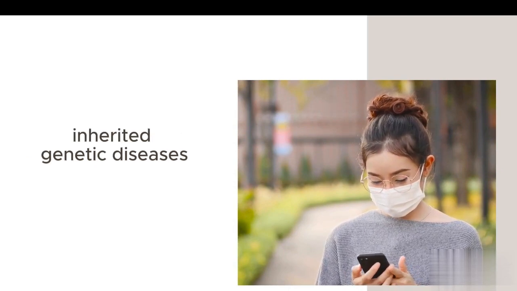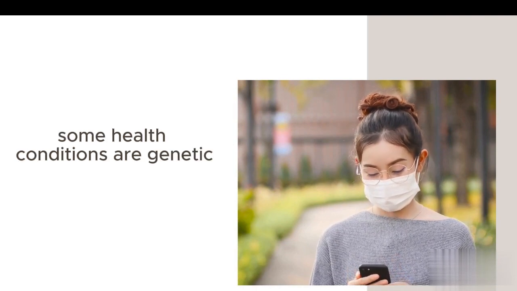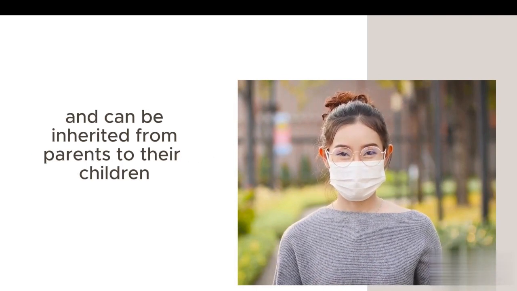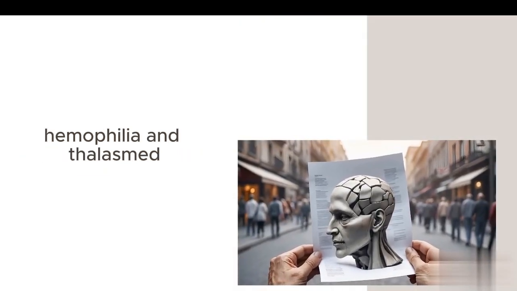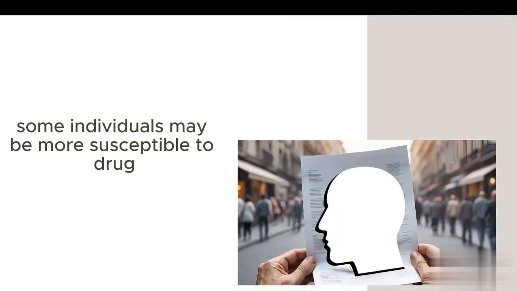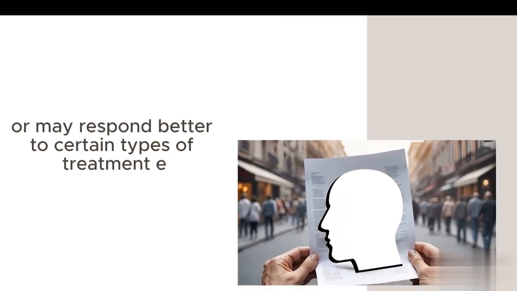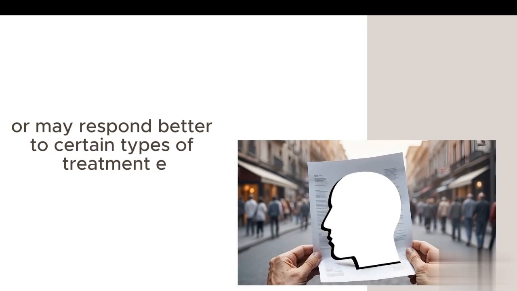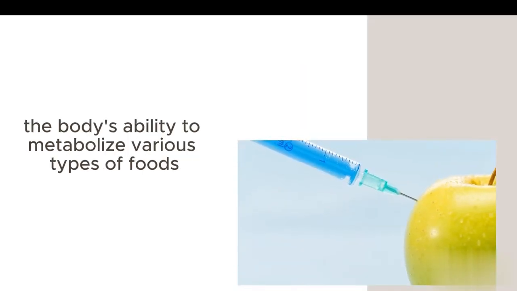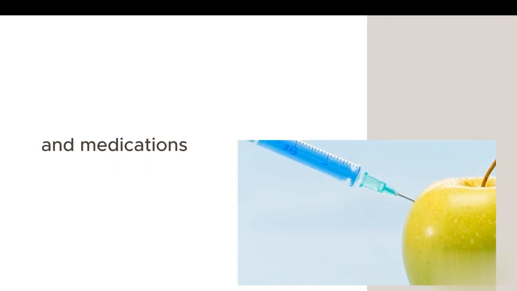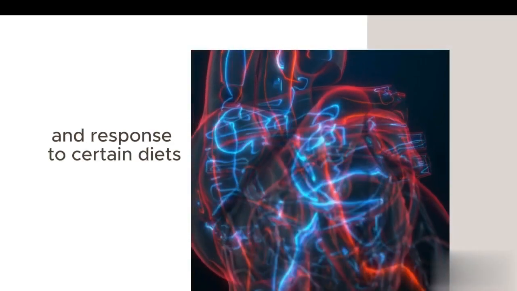C. Inherited genetic diseases. Some health conditions are genetic and can be inherited from parents to their children. Examples include cystic fibrosis, hemophilia, and thalassemia. D. Response to treatment. Genetic factors can influence how the body responds to treatment. Some individuals may be more susceptible to drug side effects, or may respond better to certain types of treatment. E. Metabolic ability. Genetic variants can affect the body's ability to metabolize various types of foods and medications. This can affect body weight, energy levels, and response to certain diets.